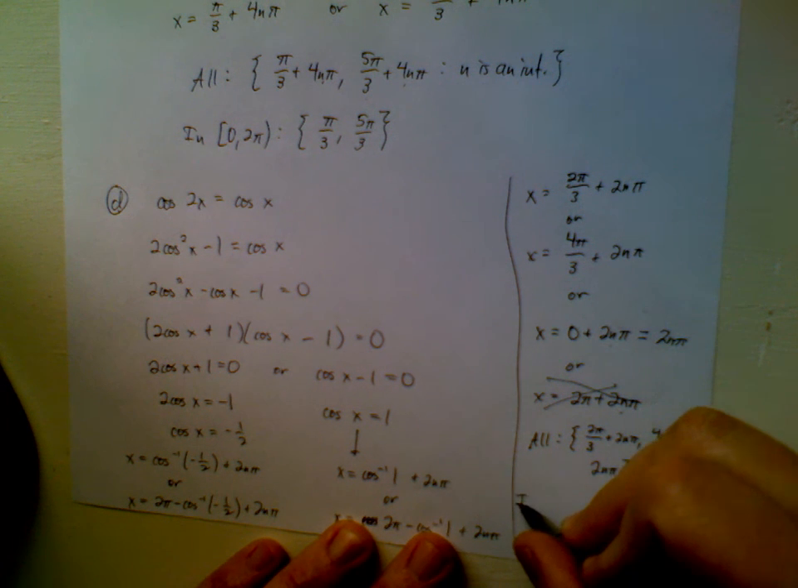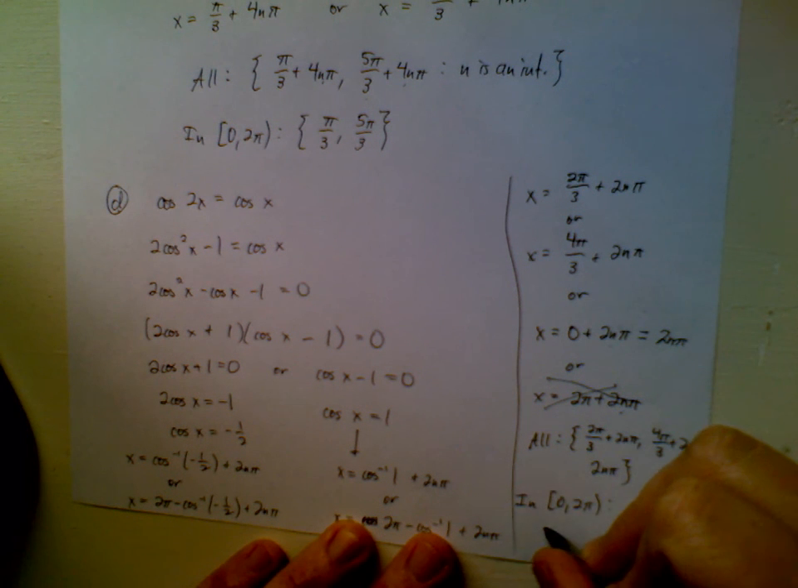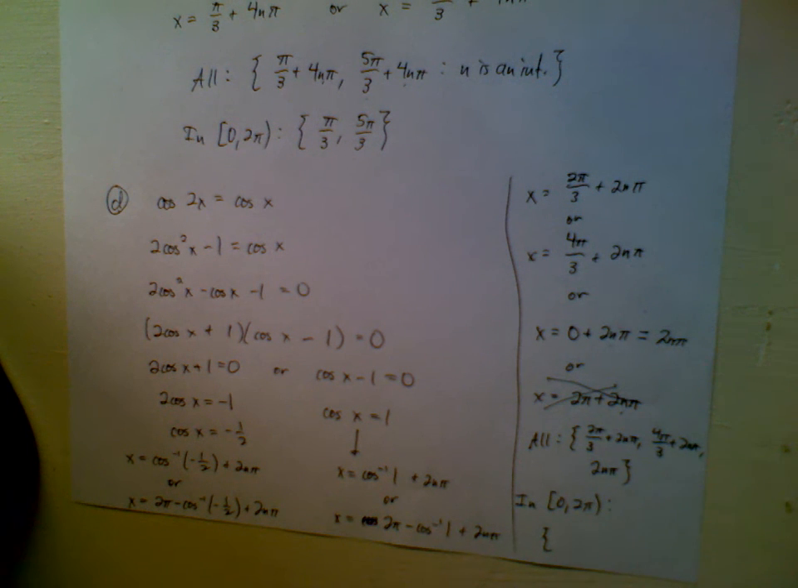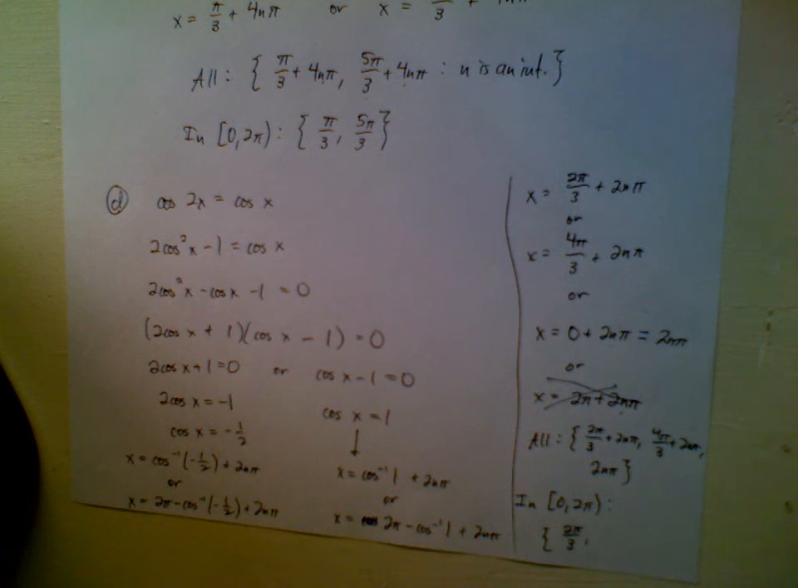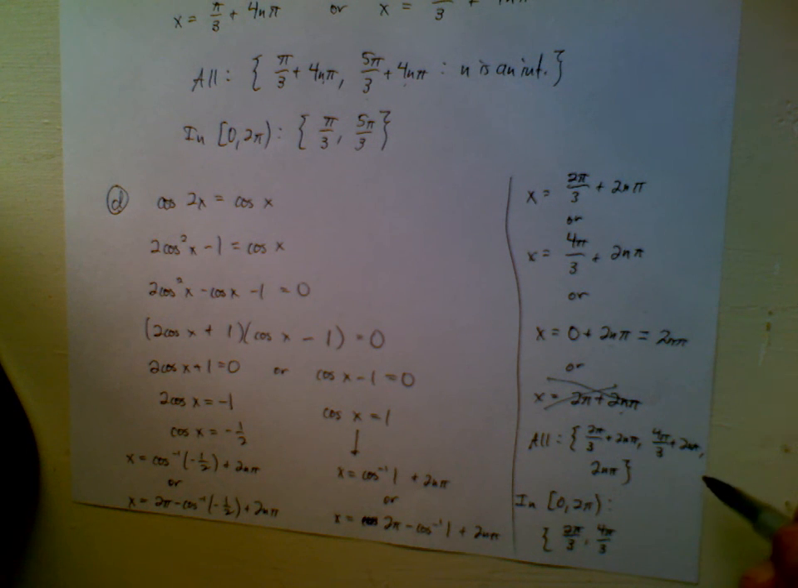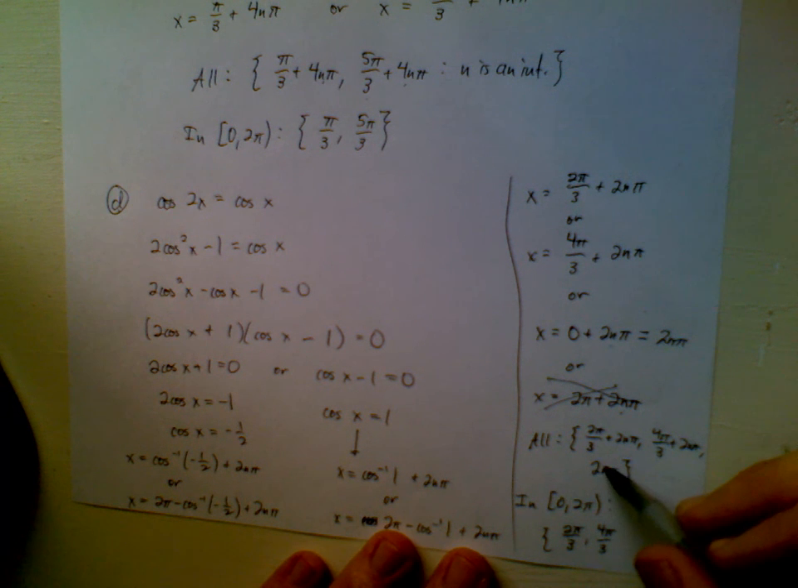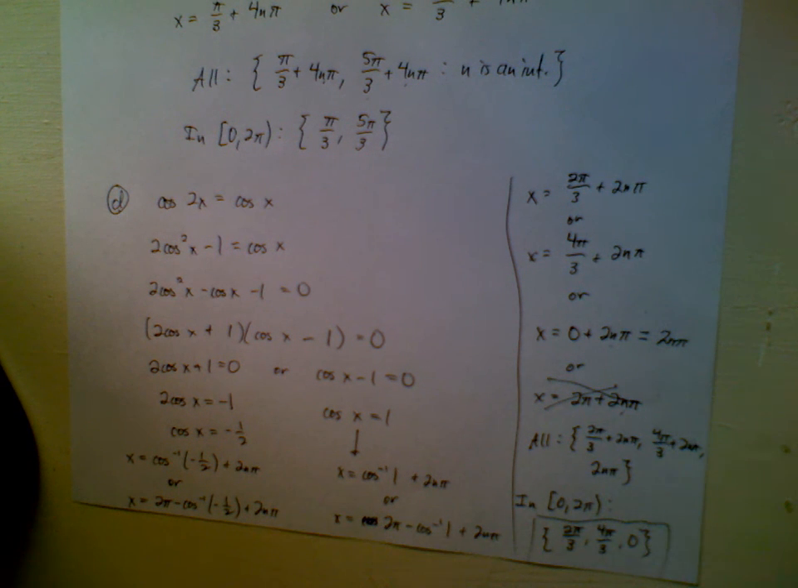If I'm looking for the solutions in the interval from 0 to 2 pi, then I do my old trick of plugging in numbers for n. If I plug in 0 for n, I get 2 pi over 3. If I plug in 1 for n, I'm too big. Here, if I plug in 0 for n, I get 4 pi over 3. If I plug in 1 for n, I'm too big. Here, if I plug in 0, I get 0. If I plug in 1, I get 2 pi, and that's too big. So those are all the solutions that live between 0 and 2 pi.